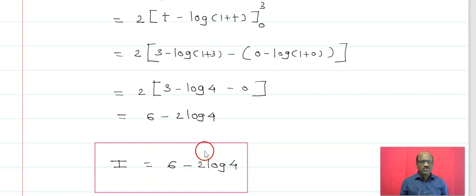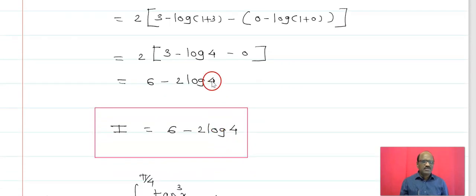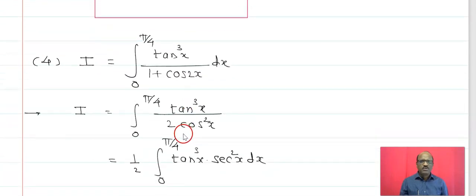You can change this answer also: you can take 2 raised to 2, which becomes 4 log 2, so you can write I is equal to 6 minus 2 log 4, or 6 minus 4 log 2. Now, problem number 4.